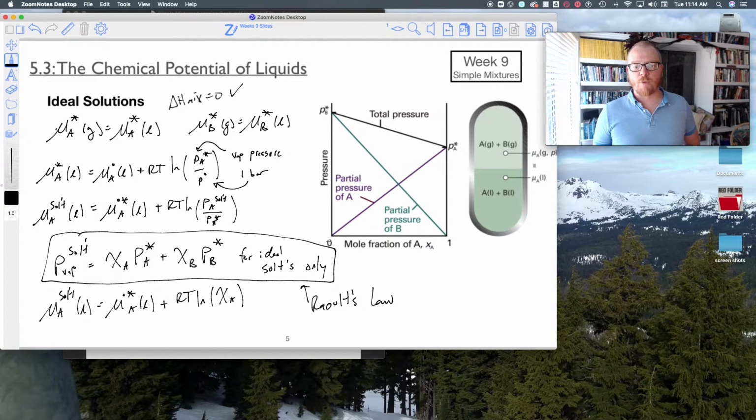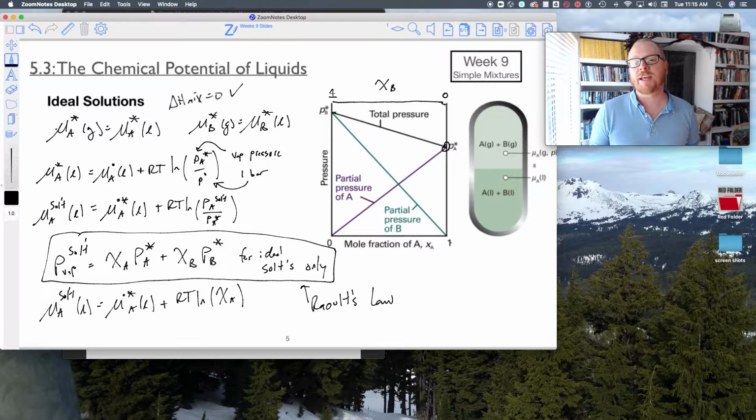Here's a graph of Raoult's law. Looking at this, the mole fraction of A goes from 0 to 1, and I could also make another axis up top and write that as chi B. When the mole fraction of A is 1, the mole fraction of B is 0, and when the mole fraction of A is 0, the mole fraction of B is 1. On this graph, here's my PA star, the vapor pressure of just pure A. When the mole fraction of A is 1 and the mole fraction of B is 0, the total pressure of the solution is just the vapor pressure of A.